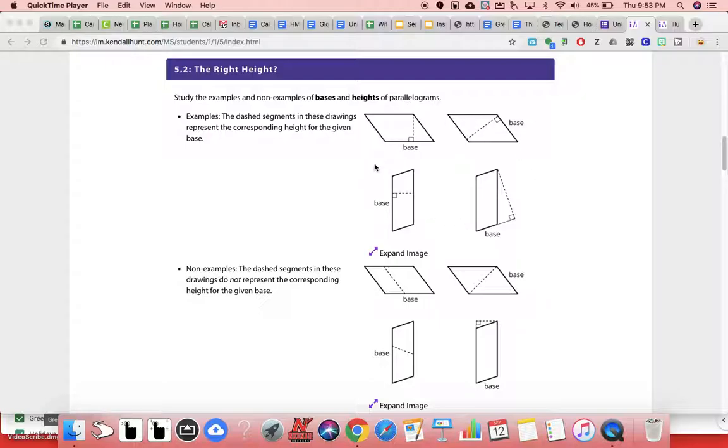Why are these examples and why are these non-examples? Press pause and write down some ideas. When you're ready, press play.